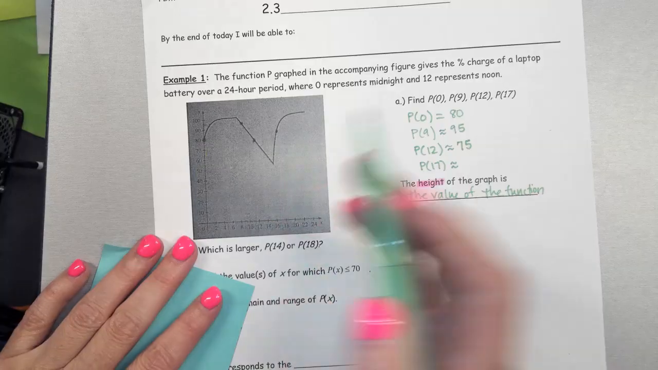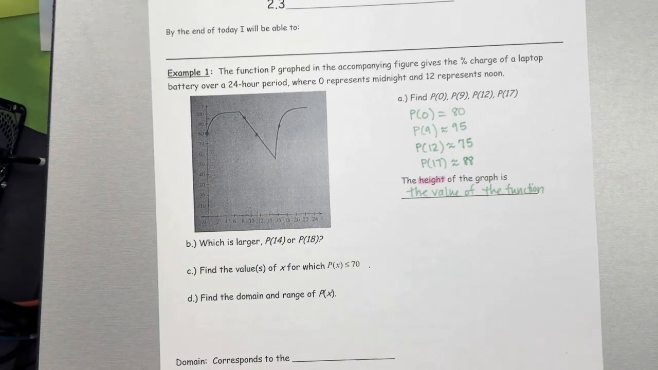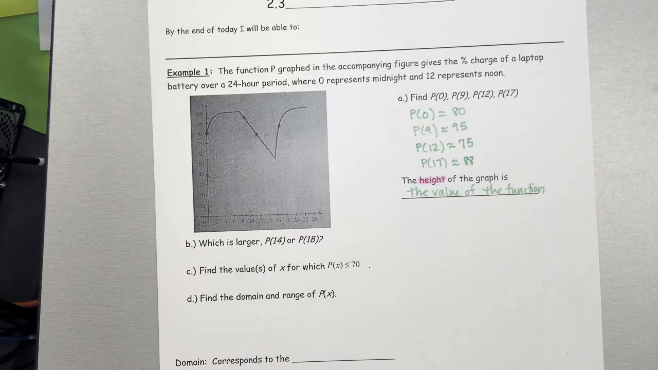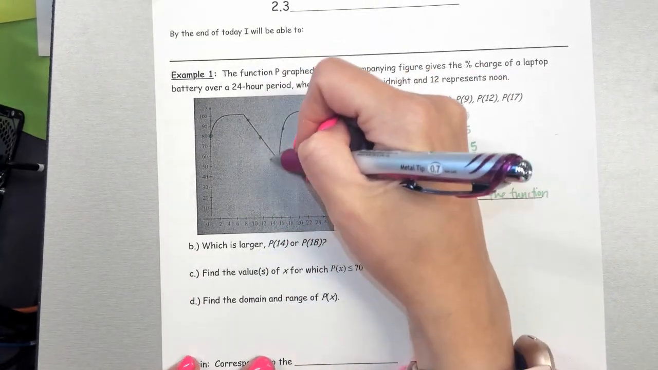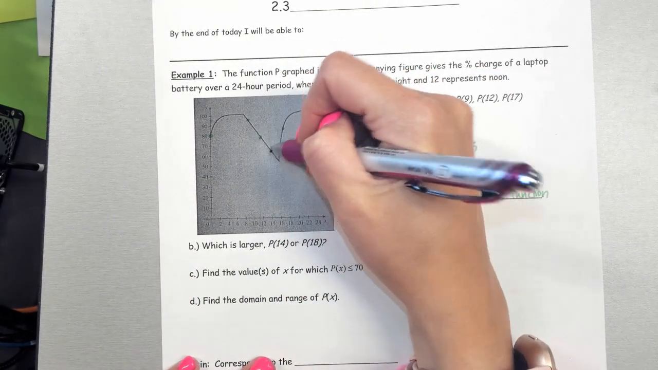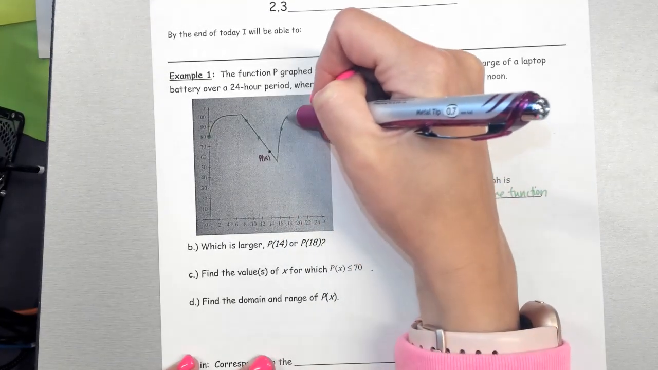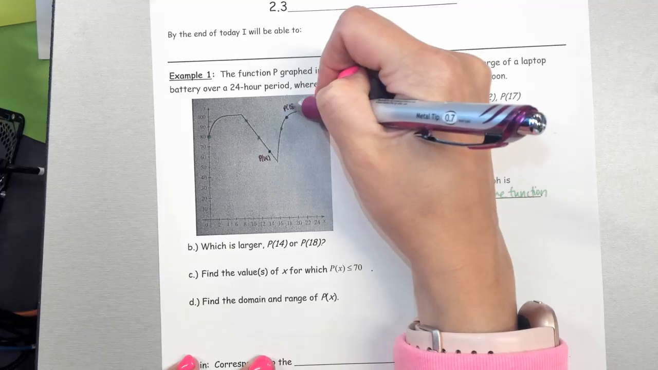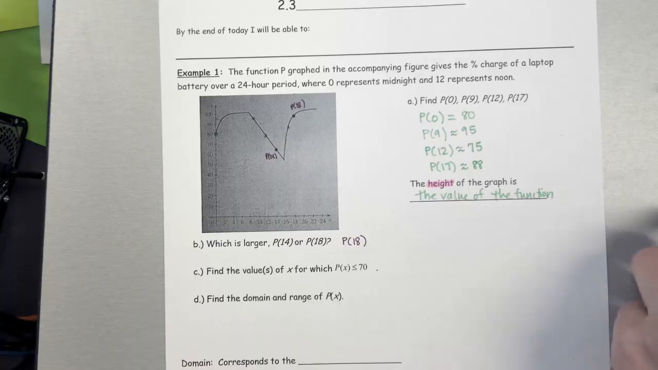I put about 88. Again, 87, 86, 85, all of those are great. All right, and then when you're deciding what's larger, P of 14 or P of 18, you just have to look and see which one is higher. So we should have got P of 18.